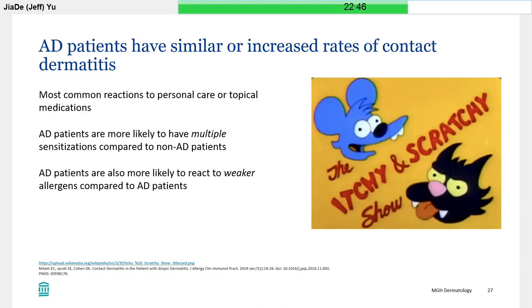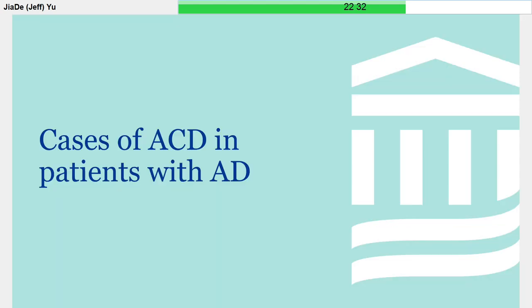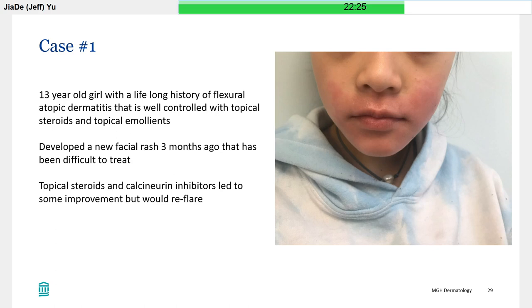The most common reactions that we see are to personal care or topical medications. AD patients are more likely to have multiple sensitizations compared to non-AD patients. And finally, AD patients are more likely to react to weaker allergens compared to non-AD patients. So here I'm going to talk about some of the cases that we have in kids and adults who have AD, and then how ACD really played a role in their eruption.